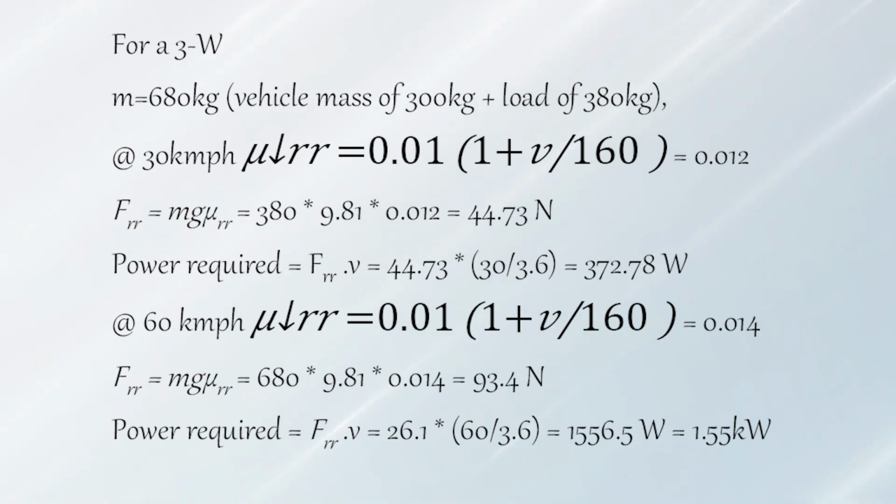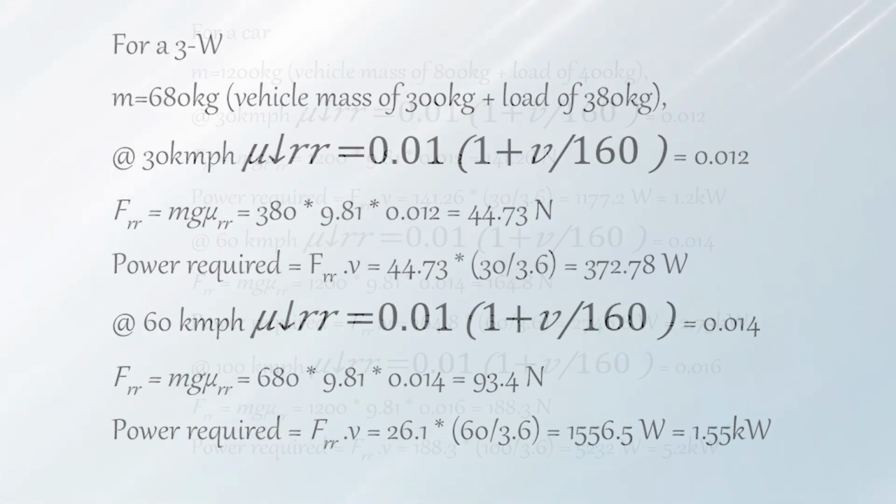And if the same 3 wheeler is moving at 60 kilometers per hour, now the mass is same, but you have increased the speed to 60 kilometers. In that case, there is a very small increase in mu r r, but if you calculate the force that is required, it is around 93.4 Newton, and the power required is around 1.55 kilowatt. So, the power requirement is drastically increased if you increase the speed by double.